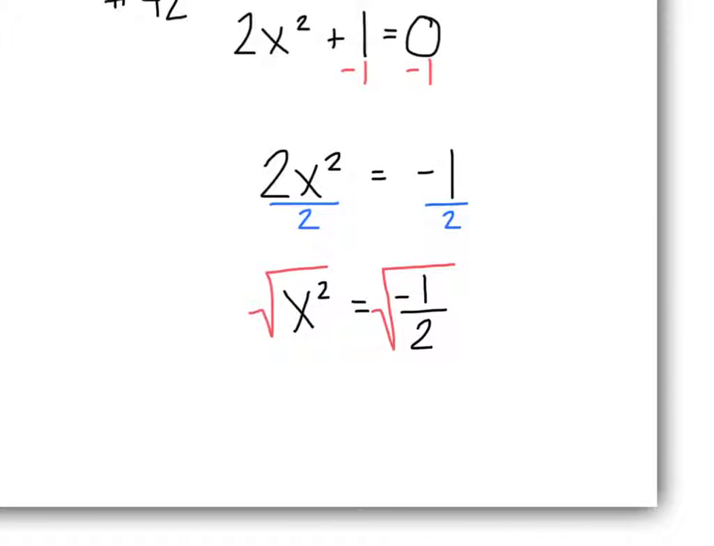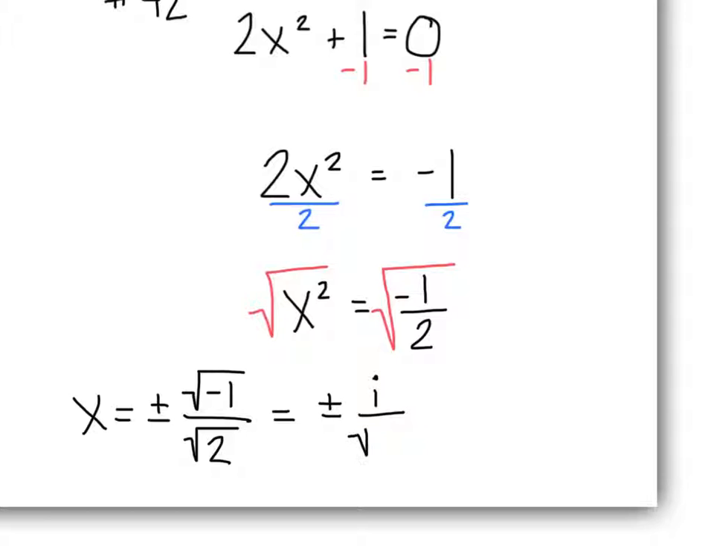Gonna run out of room. And that gives us that x equals plus or minus, and since we can't take the square root of 1/2, we're going to write it as the square root of the top and the square root of the bottom. So the square root of negative 1 over the square root of 2. You can break square roots of fractions into top and bottom. Well, what is the square root of negative 1? i. Very good, Logan. So it's i over the square root of 2.